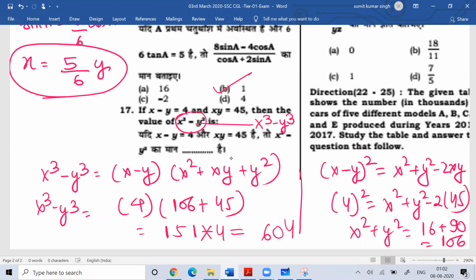So that I can find. So x minus y whole square is equal to x square plus y square minus 2xy. So with that I can find the value of x square plus y square. The value of xy is already given. So with this you can get x square plus y square is equal to 106. If you substitute that value in this equation, you'll get x cube minus y cube equal to 4 into 151, that would be 604. So x cube minus y cube you will get as 604.